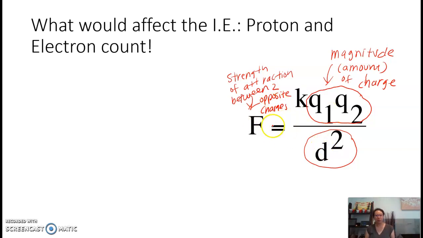Okay, so one thing I want you to notice is every time I talk about the attraction, I always tack on the words "between the two charges" at the end. You have to say that. It's just not attraction to anything. It's attraction between the two opposite charges.